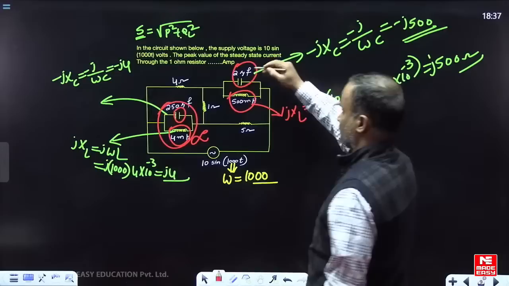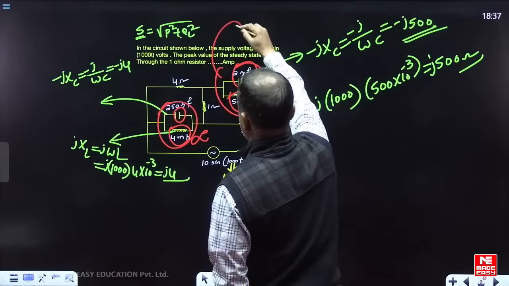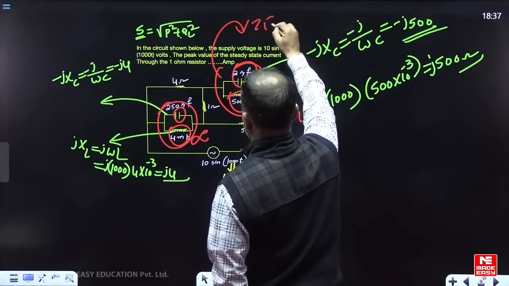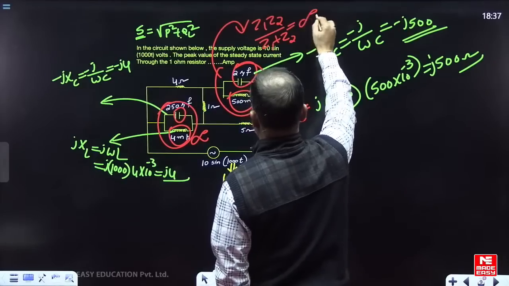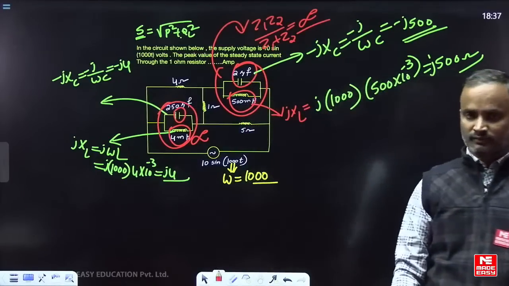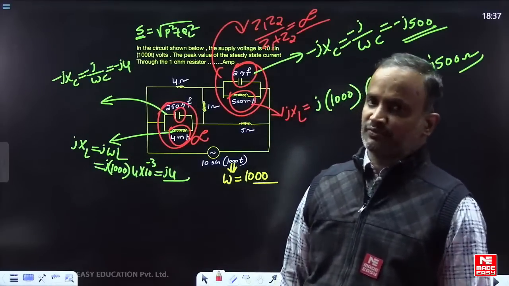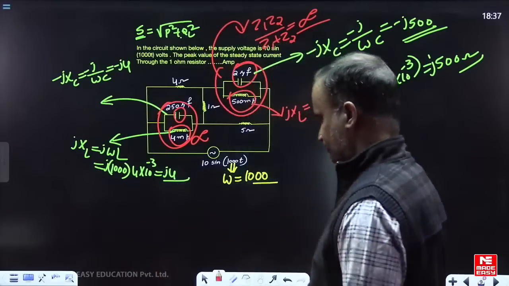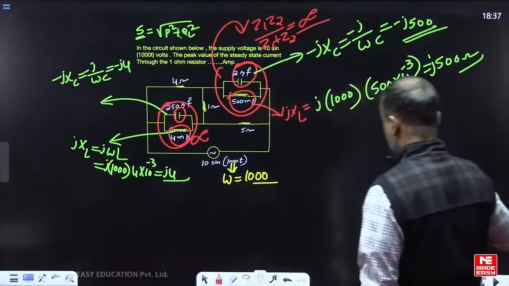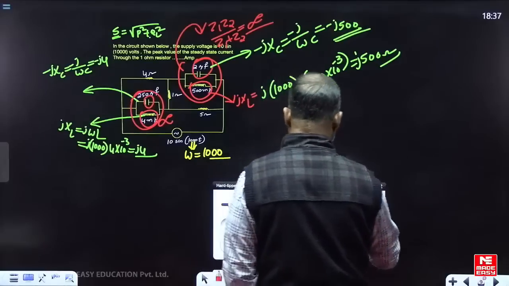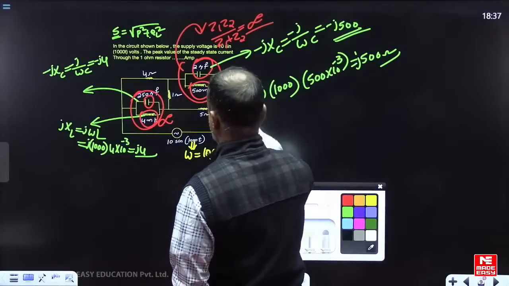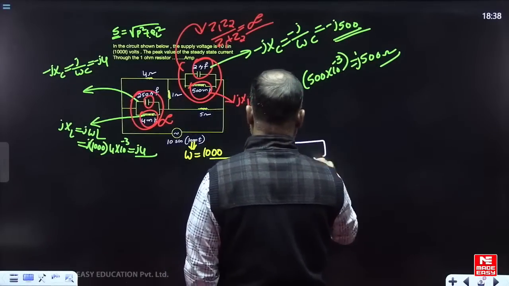If you find the equivalent impedance for this entire combination, what is the formula? Z1 Z2 by Z1 plus Z2. Substitute and simplify, and again we get infinite. The meaning of infinite impedance is an open circuit. How do you indicate that? As an open circuit. That means for this example also, it is open circuited.